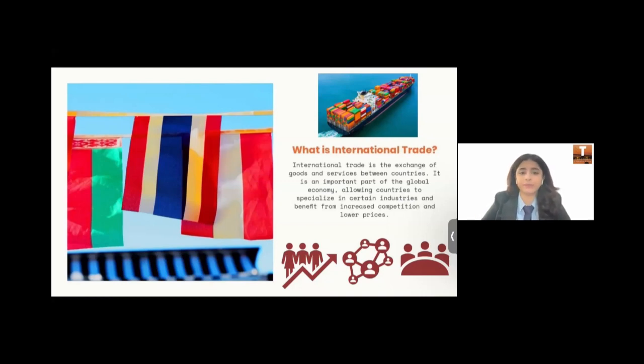For example, IT services. India has emerged as a global hub for IT and software services. Indian IT companies provide software development, consulting, and outsourcing services to clients worldwide. Companies like Tata Consultancy Services, TCS, everybody has heard about it, and Infosys and Wipro have a significant presence in the international market, catering to the technology needs of businesses in various countries.